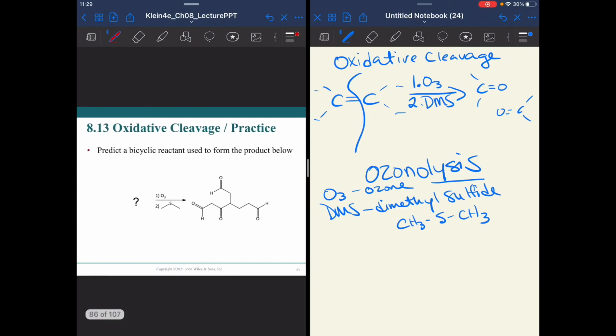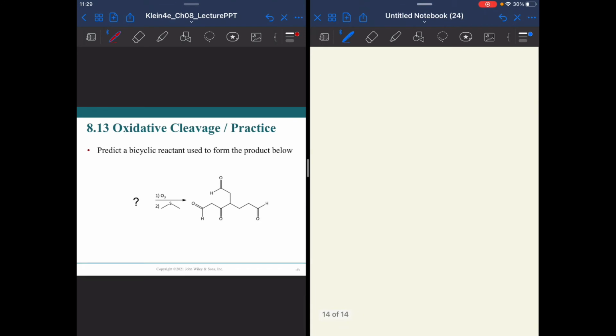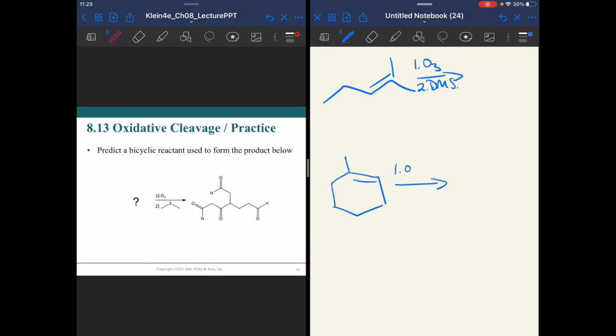So let's do a little practice here. That is going a little too far right off the bat, so let's do a couple of easy ones. Let's go ahead and do kind of an asymmetric one, with O3 then DMS. And then let's look at an interesting cyclic example.